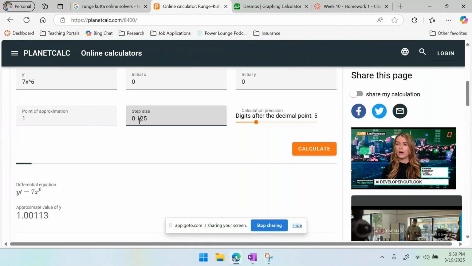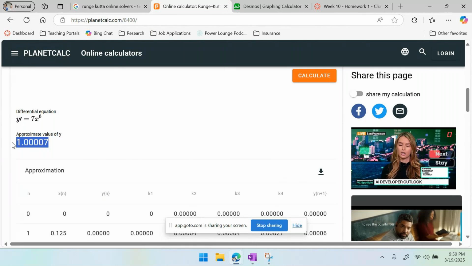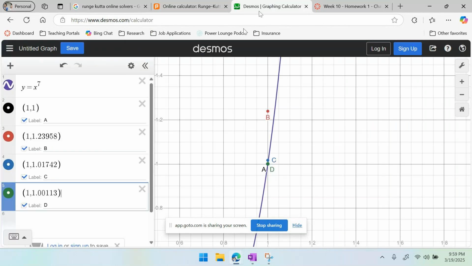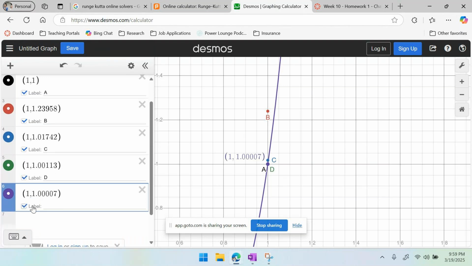This is 1 to 5. It will take some time. See, now it is way better. Let me have that too, and I will label it as E.